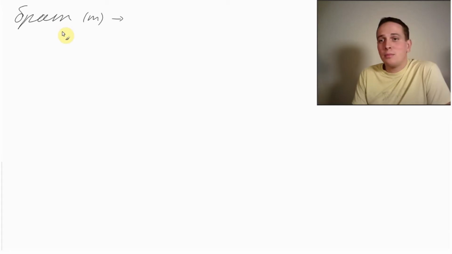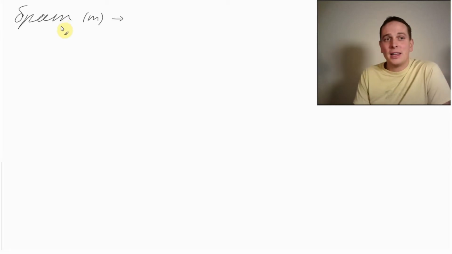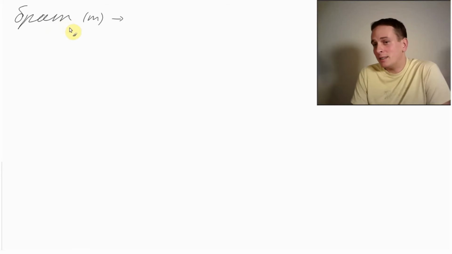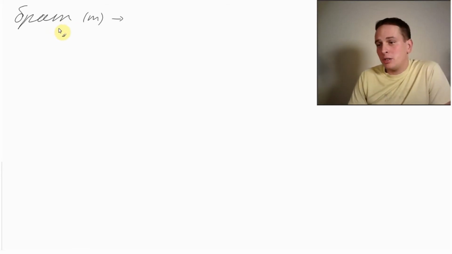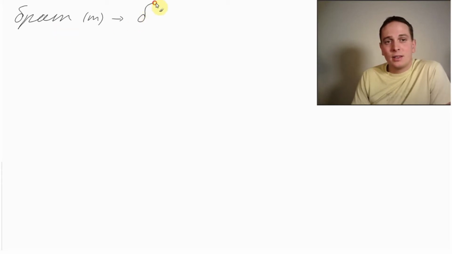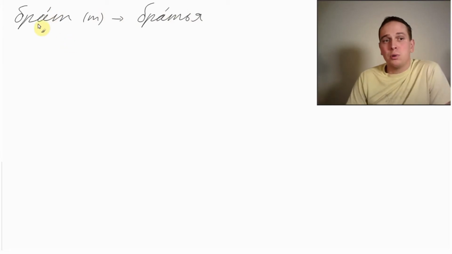So, for example, квадрат is square, and квадраты, squares. So we are ending after T with Ы. But for брат, it is an exception, and the exception is братья. Брат, братья. So brother, brothers.